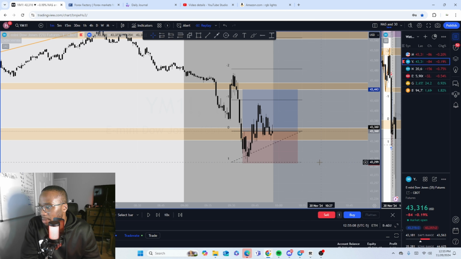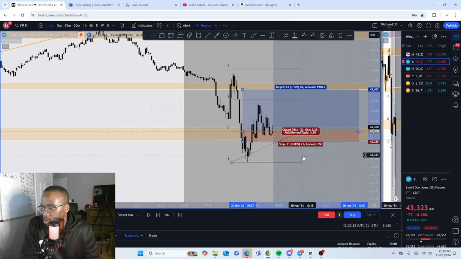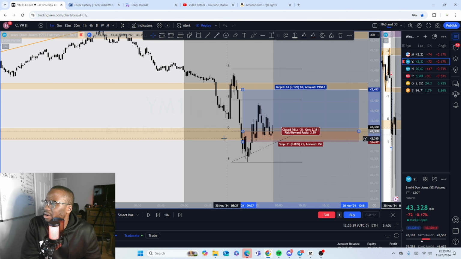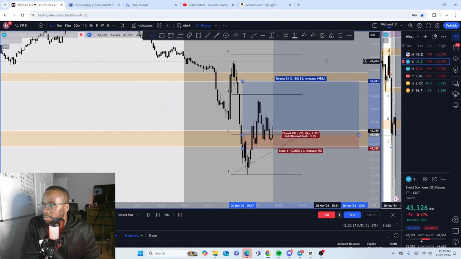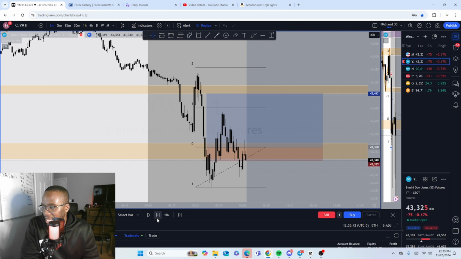I trailed my stops when price broke this structure right here. I hate this thing. When price broke this structure high, and it went higher, I trailed my stops from here to about here. So I went from risking like $350 to like $100 here. As you can see, I did only lose about $100. Let me show you guys when I get off this, but it's cool. You'll see. Stopped out. I got stopped out.